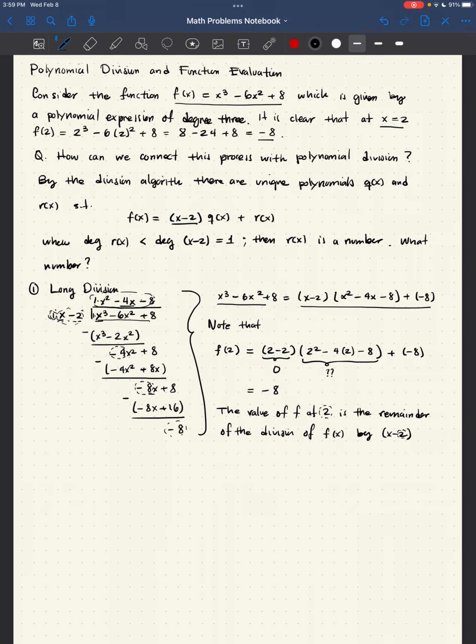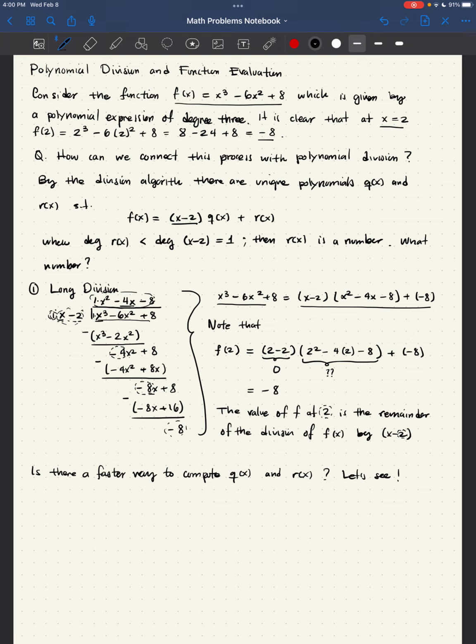Okay, now the question is: is there a faster way to calculate both the quotient and the remainder? Well, let's see. Okay. We start with the following observation.